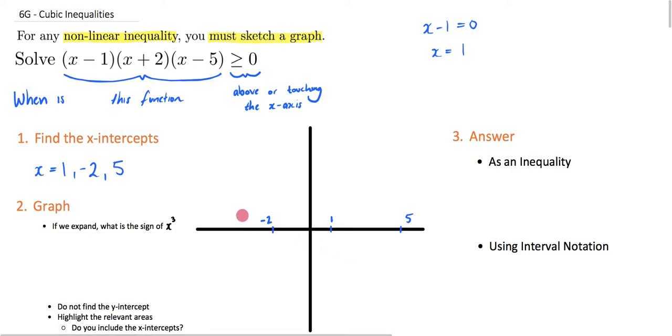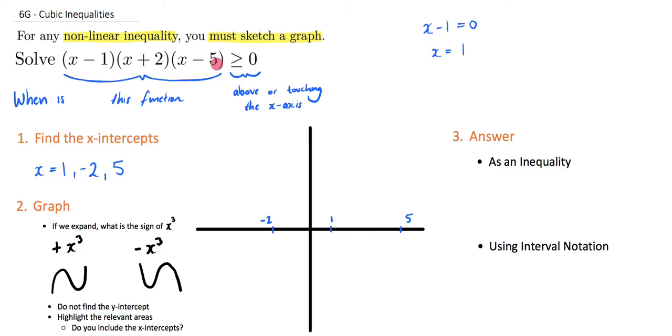How can I know? The way I know is the fact that I need to consider the sign in front of my x cubed. So I know if I have a positive in front of my x cubed, it's going to look like this. It's going to go up, then down, then up. But if I have a negative in front of my x cubed, it's going to look like this. It's going to go down, then up, then down. So what I need to do is consider what this would look like if I expanded it.